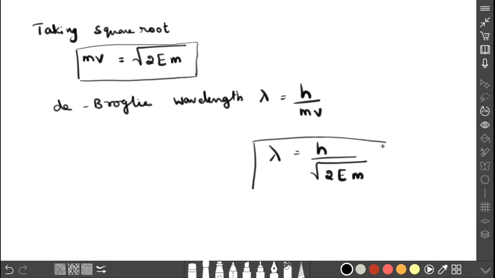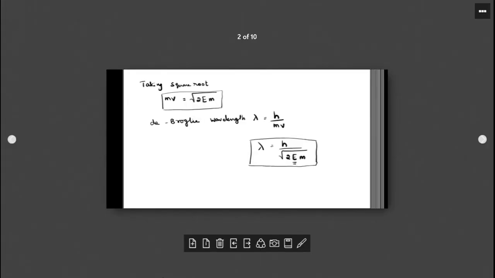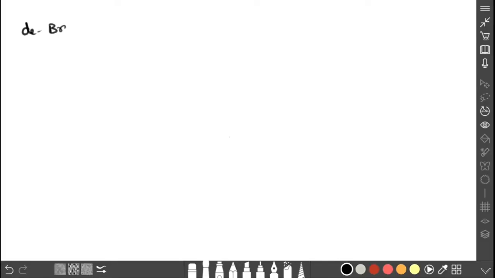So now we derived this de Broglie wavelength in terms of energy. Here h is the Planck's constant, and m is the mass of the particle. So that is the topic I have given already. Now this part is over. Next we are going to discuss the de Broglie wavelength in terms of voltage. The same formula in terms of voltage we are going to discuss.